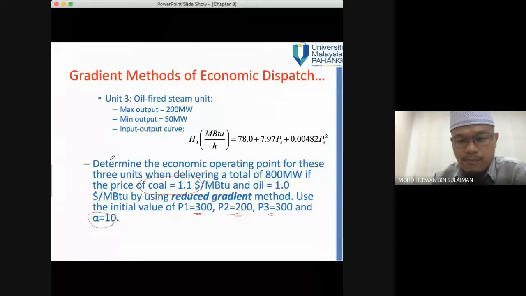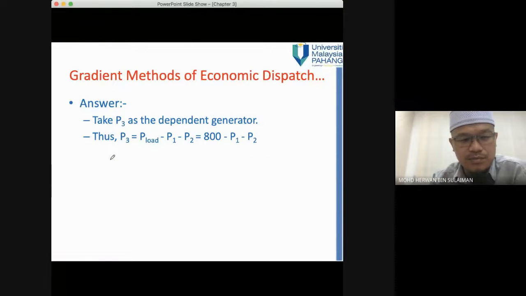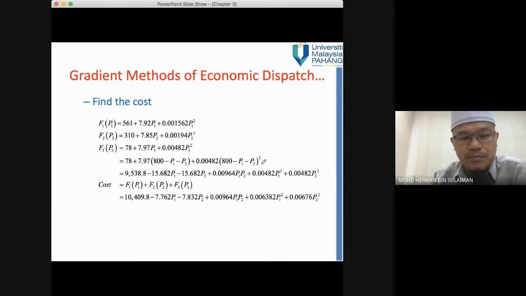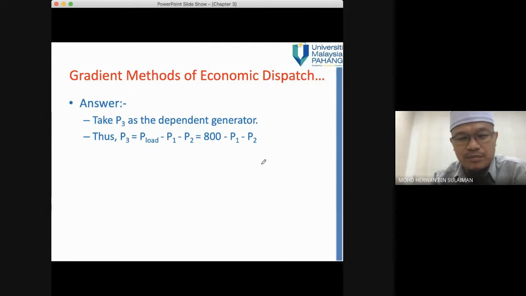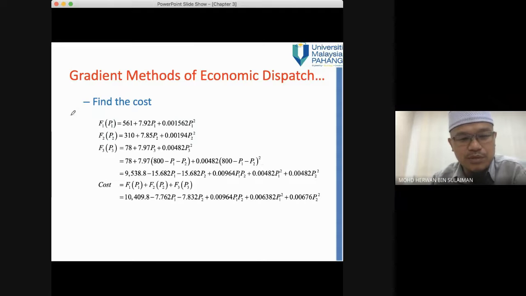So how you want to do it? First we take P3 as a dependent generator. So P3 equals to P load minus P1 minus P2. So you can get this value. Okay, before that, you need to obtain the cost function. Last time it is given the heat rate curve, kan? With unit price, dapat cost function. This one for F1, F2, F3.